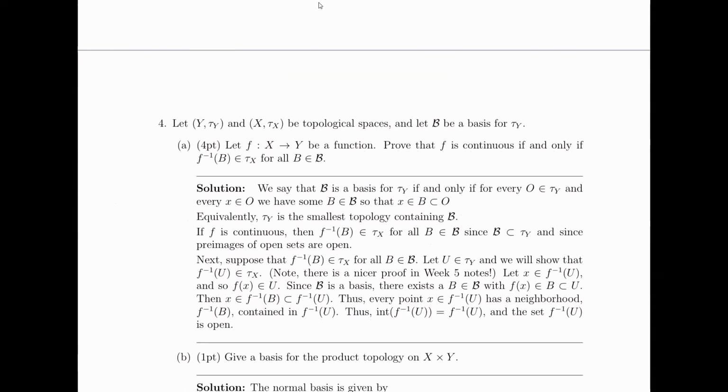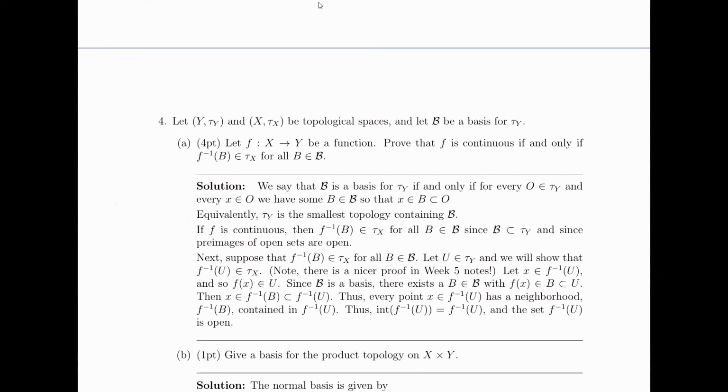Good. Moving on. Problem 4. The big thing here is a basis for a topology tau. In the lectures, we spent a lot of effort defining a basis. But what is important is not the definition of a basis, it is how a basis generates a topology tau. And there are two definitions. The first one is that we say that B is a basis for tau if for every open set O and every point inside it, we can find a basis element B that's inside O.